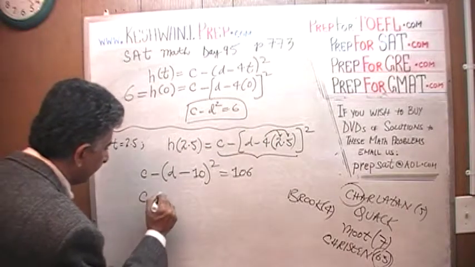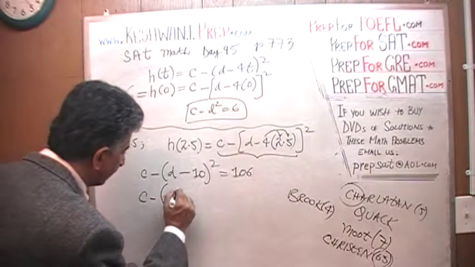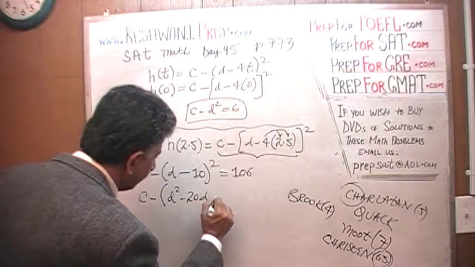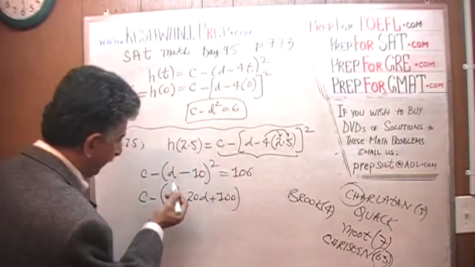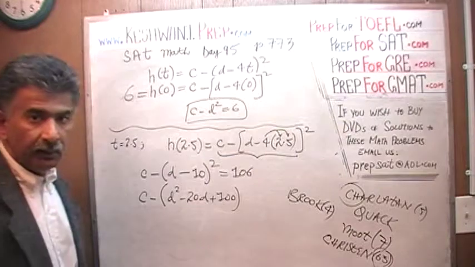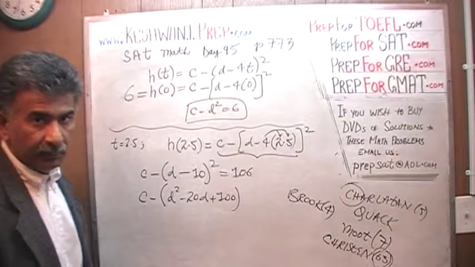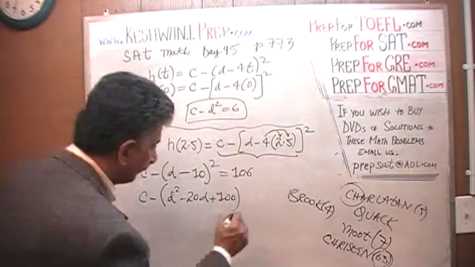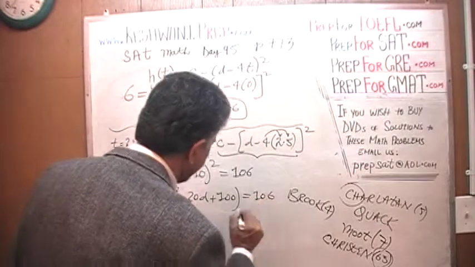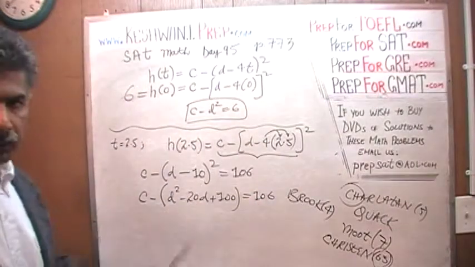So c minus, open the parenthesis, and you will get d squared minus 20d plus 100. This is what I'm talking about. If going from here to here requires explanation for you, then don't worry about this question, skip it. But hopefully you can figure it out. It's just a minus b whole squared.